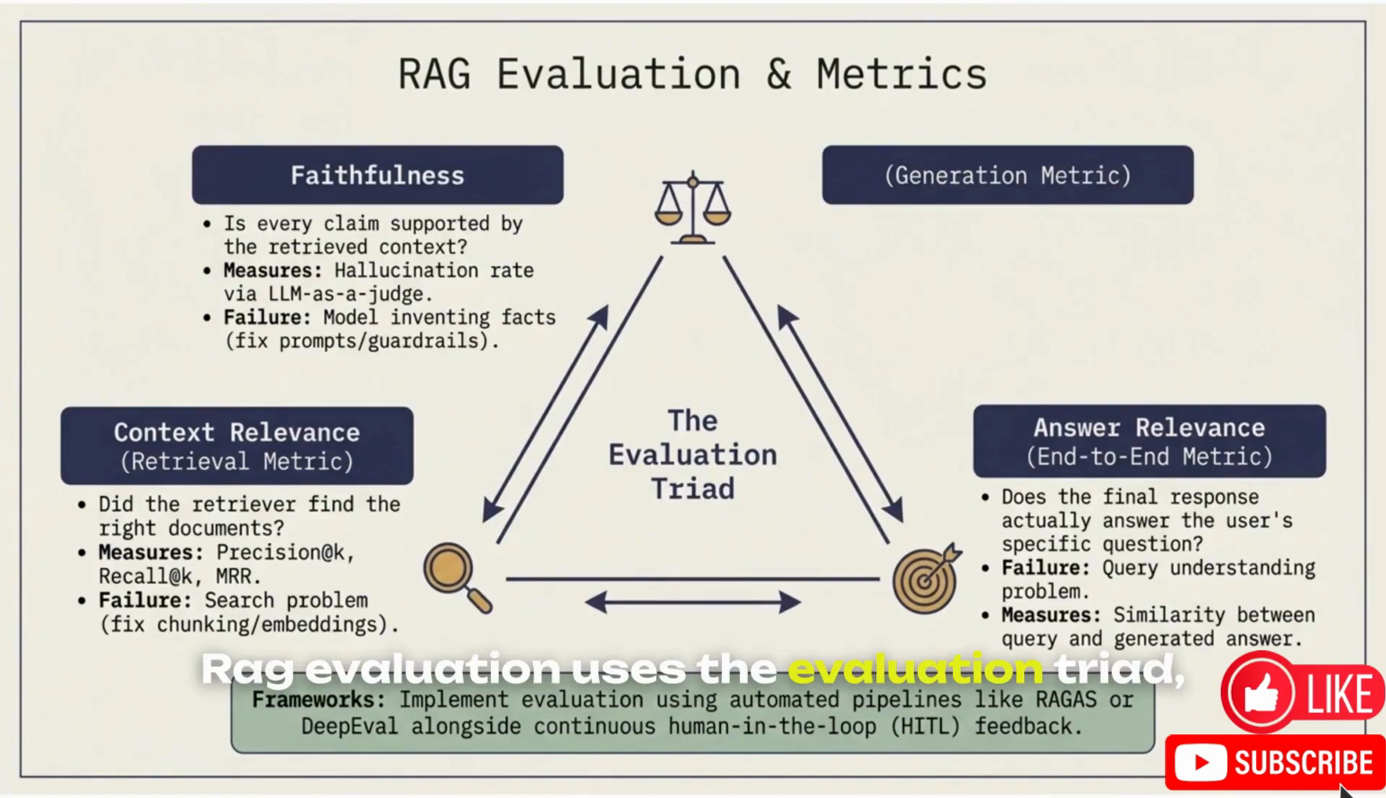RAG evaluation uses the evaluation triad, focusing on faithfulness, context relevance, and answer relevance. Faithfulness ensures claims are supported by context. Context relevance measures if the right documents were found. Answer relevance checks if the final response addresses the user's question.